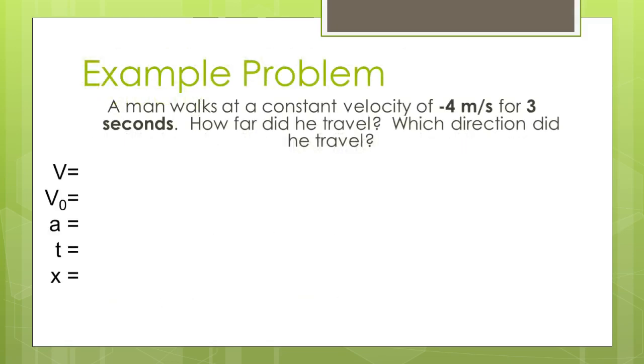Let's take a look at an example problem. A man walks at a constant velocity of -4 meters per second for 3 seconds. How far did he travel? Which direction did he travel? Well, if he's at a constant velocity of -4 meters per second, that means he starts and ends with -4 meters per second. So that means my final velocity is -4, my initial velocity is -4. The time was 3 seconds.